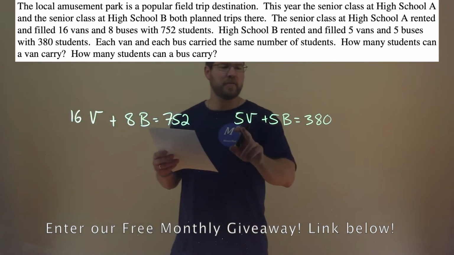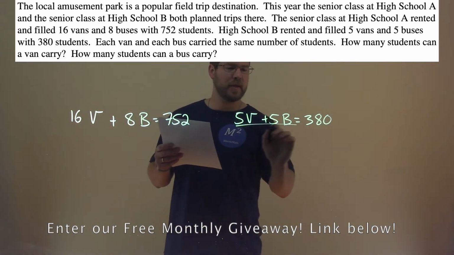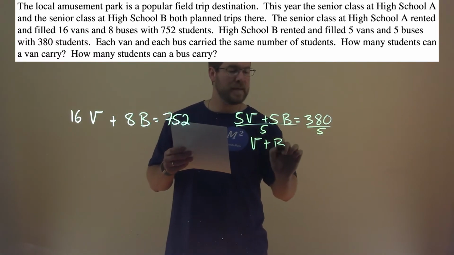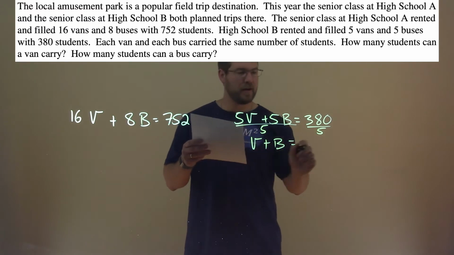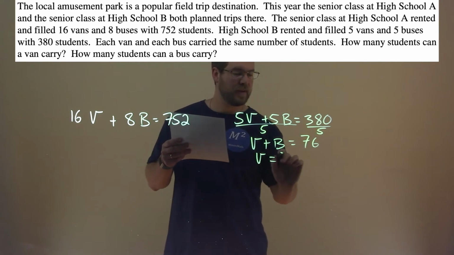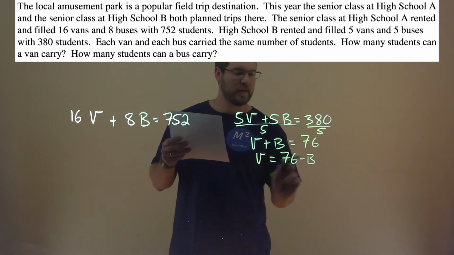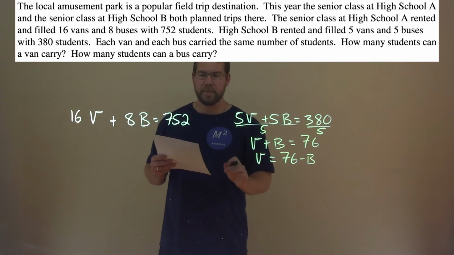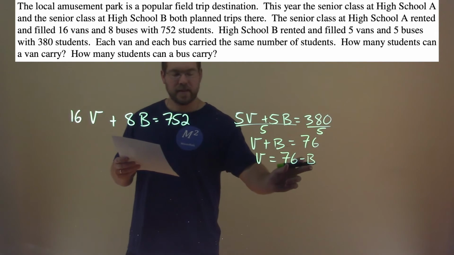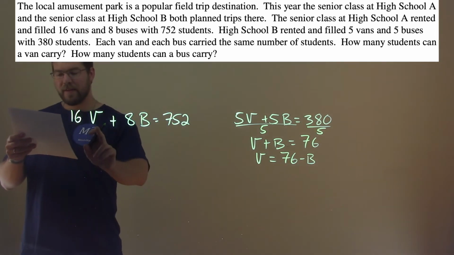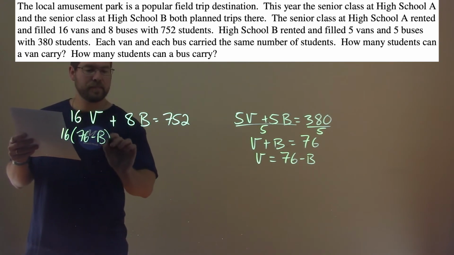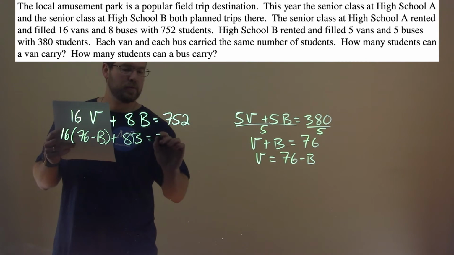What I notice here is actually 5 goes into all parts. So to make it a little easier for myself, I'm going to divide both sides by 5. That gives me V plus B equals 380 divided by 5, which is 76. If I want to get V by itself, I subtract B from both sides, and 76 minus B is equal to V. Alright. I'm now going to use substitution to solve the system of equations. I'm going to take the 76 minus B and plug it in for that V right here. So we have 16 times 76 minus B plus 8B equals 752.